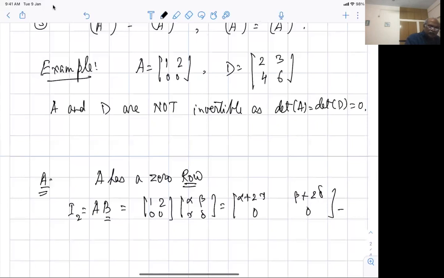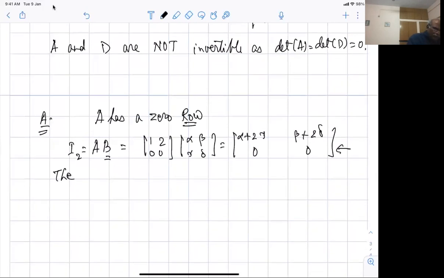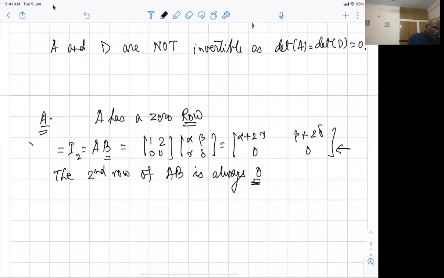So the last row here, the second row of AB, is always 0. Fine. But if I look at I2, I2 is supposed to have the second entry as 0, 1. So this 0 is basically 1 cross 2, which is the same as 0, 0. And this is not equal to 0, 1.